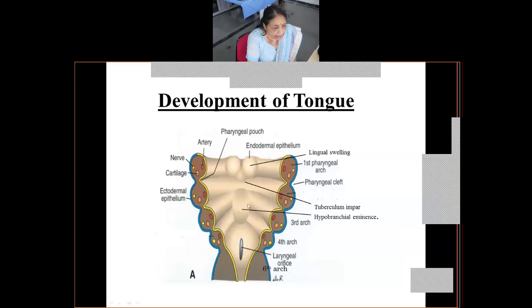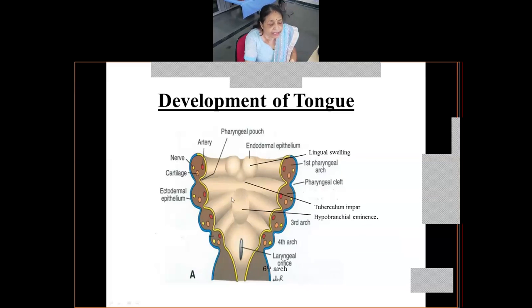Then another prominence will appear. It will be present in the second arch, third arch, and fourth arch, but mainly in the third arch. The third arch will overlap the second arch, so the second arch will not come into the formation of the tongue. Only the third arch and the fourth arch will come. That swelling covering the second, third, and fourth arch is known as the hypobranchial eminence.